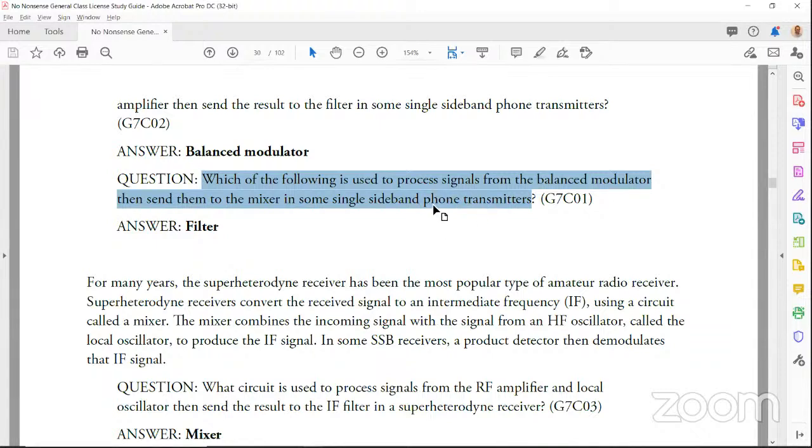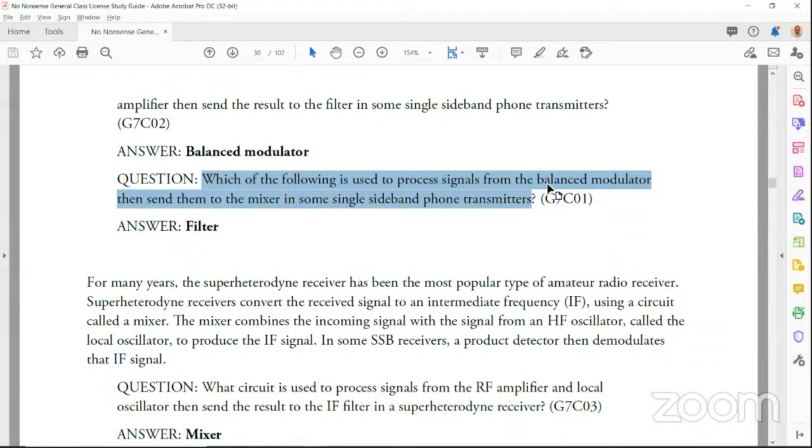So phone is essentially voice. Think about it. You pick up your phone and talk to someone. So anytime in amateur radio we talk about phone, we are talking about voice. So which of the following circuit or stages is used to process signals from the balanced modulator?